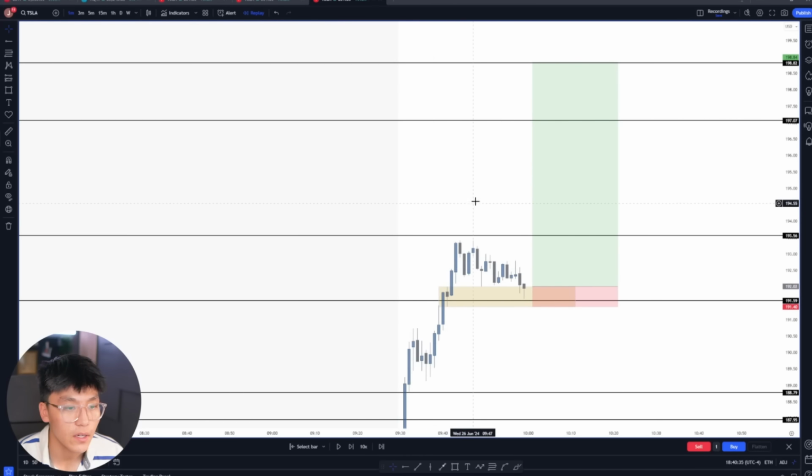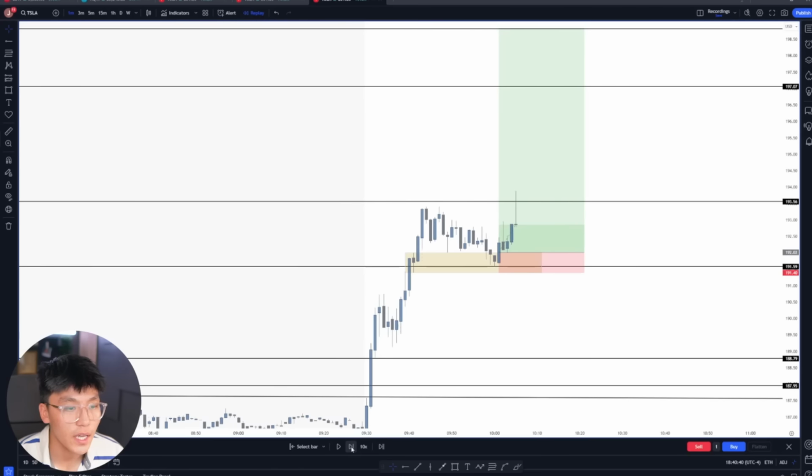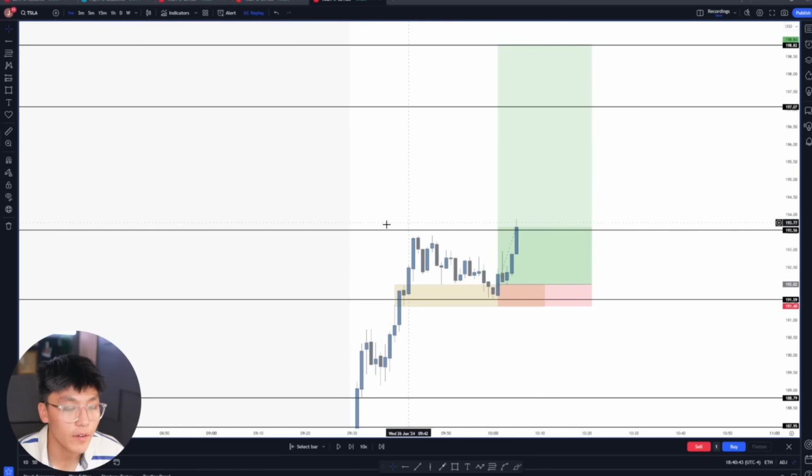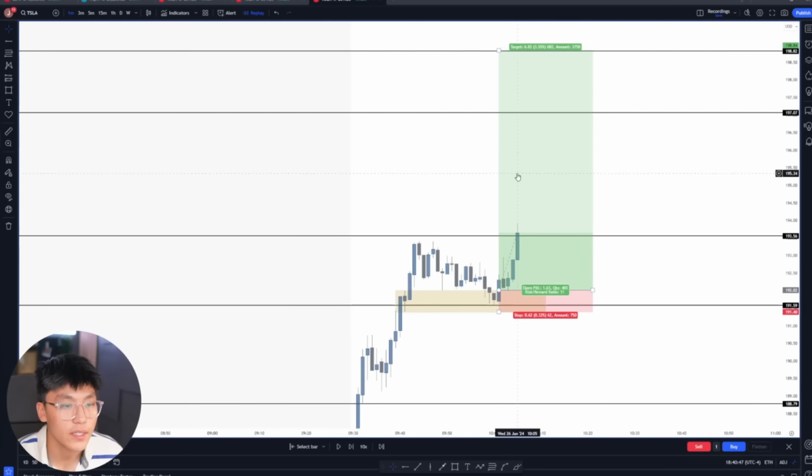So as we play the tape here, you can see that price ends up tapping into our order block very nicely. We would end up taking some off as it hits high of day, and we would be looking to leave trailers all the way towards the upside.